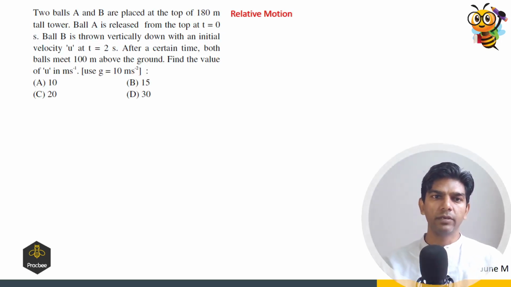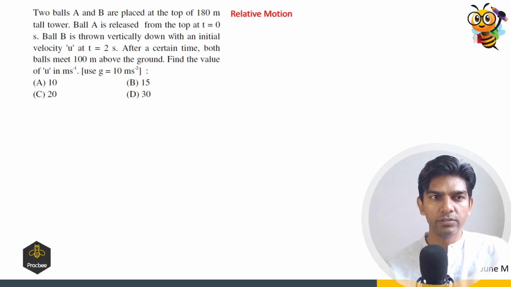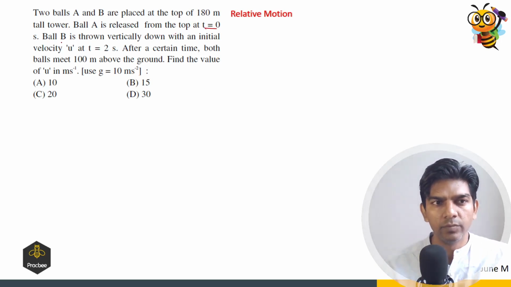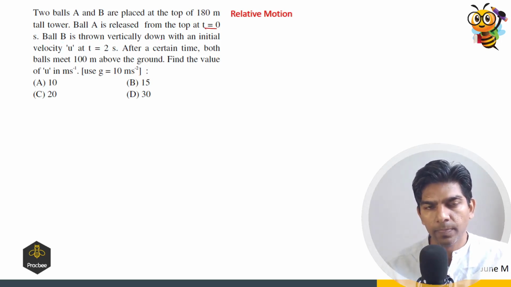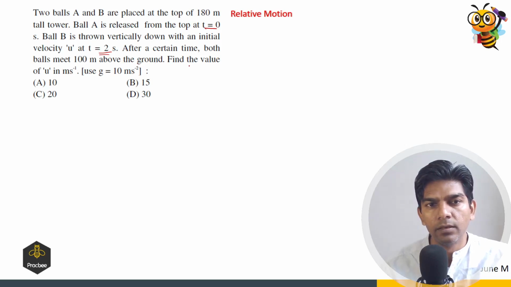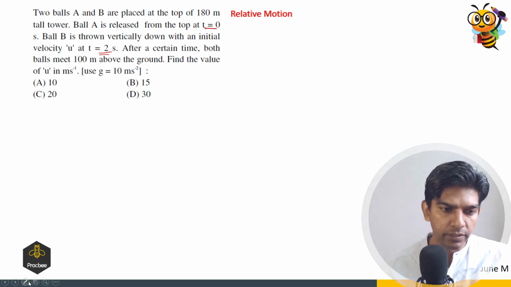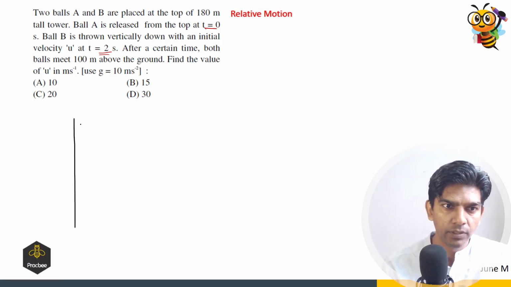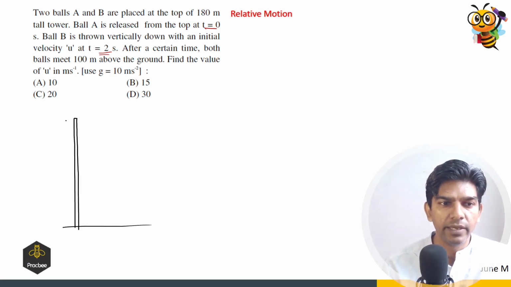Right, let us see this question. Two balls A and B are placed at the top of a 180 meters tall tower. Ball A is released from the top at t equals 0 and ball B is thrown vertically down with the initial velocity of u at 2 seconds. After a certain time, both the balls meet 100 meters above the ground. Find the value of u. Okay, right. So let me show you the situation. We have given a tower and its height is 180 meters.